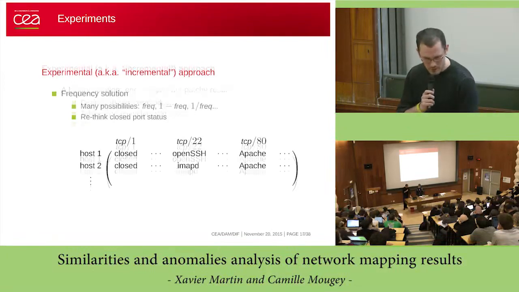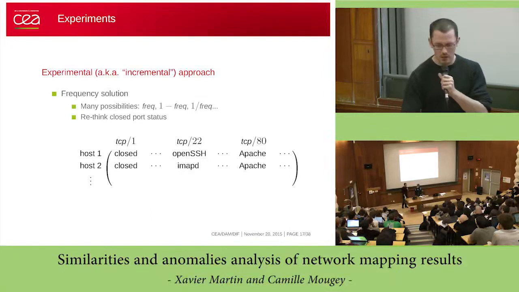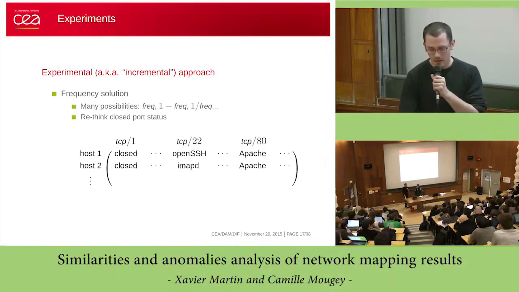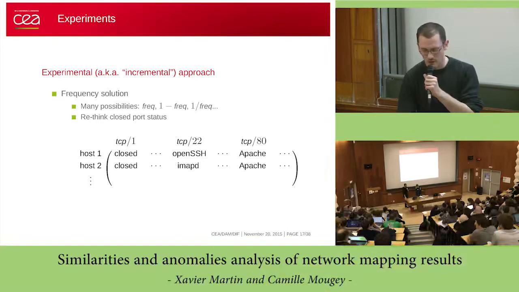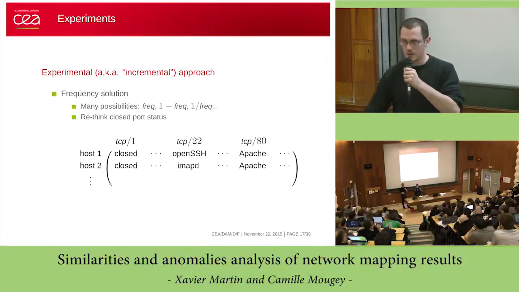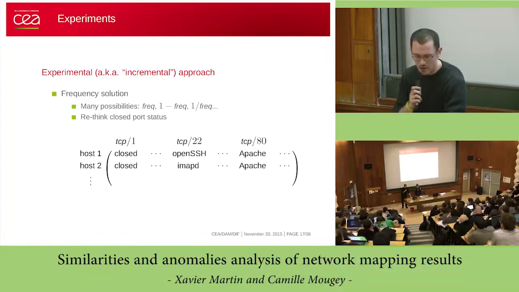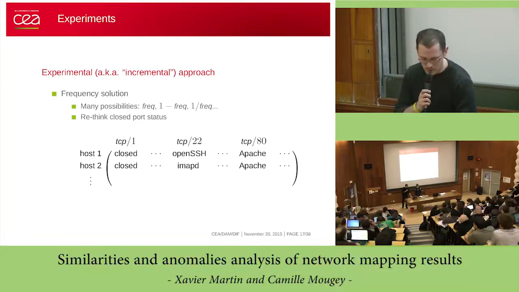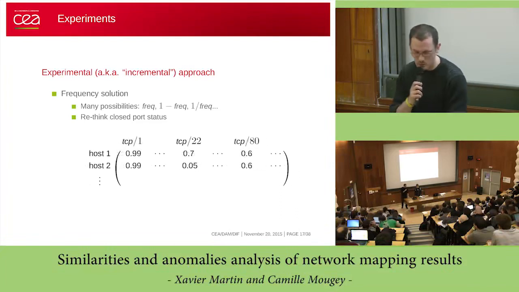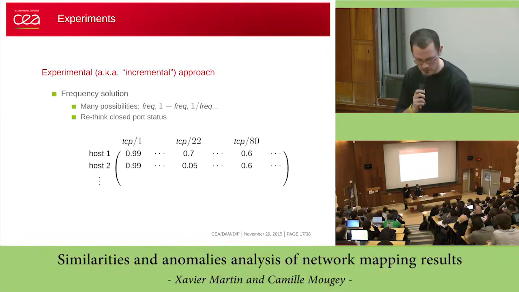So the second approach we did was a frequency solution. It's basically considering all the hosts you've scanned and making statistics on those. You look, for example, at OpenSSH. Let's say that 70% of the time this is what responded on port 22. But the Emap daemon was really uncommon. So if you put the frequency instead of just 1 or 0, you have something really different, which will allow the algorithm later to focus on the fact that host number 2 is really uncommon compared to the other hosts.